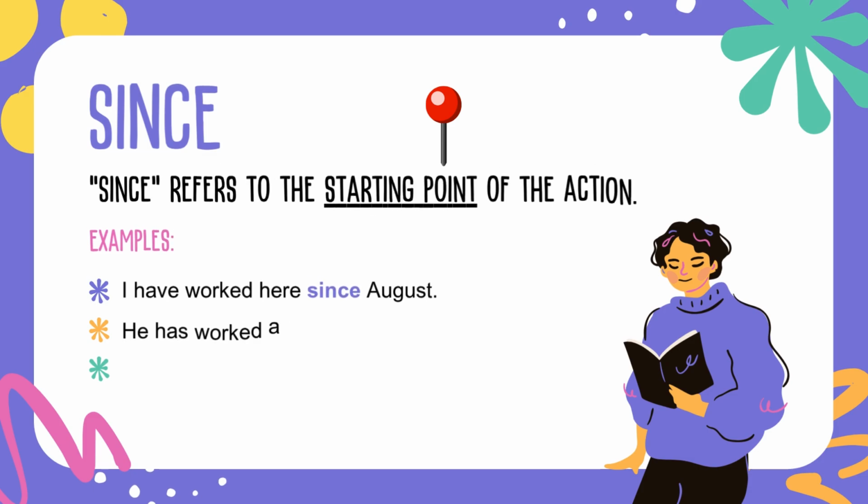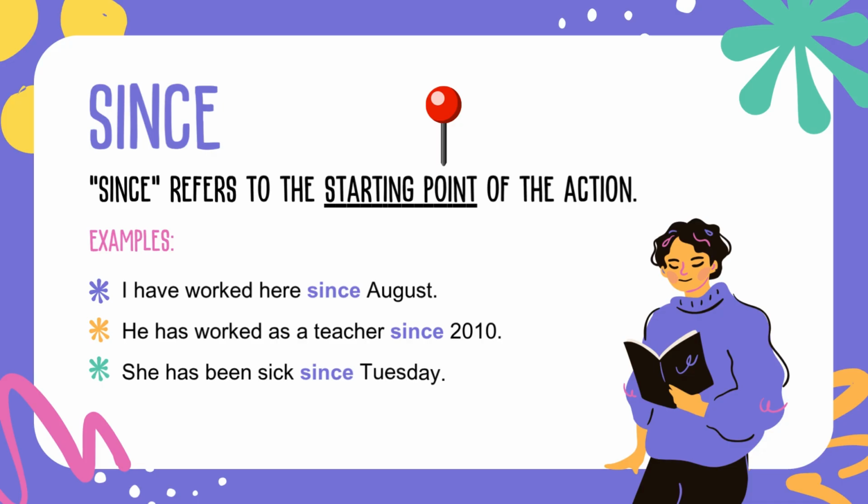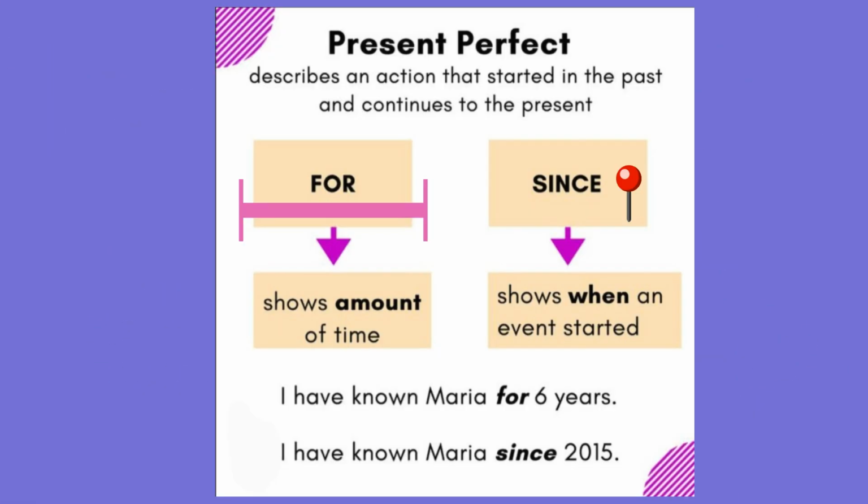Since refers to a starting point of the action. So for example, I have worked here since August. He has worked as a teacher since 2010. She has been sick since Tuesday. August, 2010, Tuesday, all of these are starting points of time.